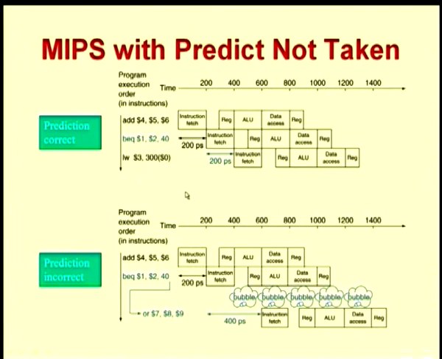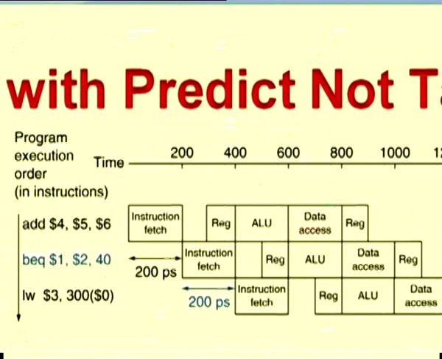Now, if your prediction was wrong, then we will have to undo the effect of this instruction. That is what we have to do. So, let us look at what happens when the prediction is correct and not correct in the MIPS pipeline, for instance. Let us say we had an add instruction and then a branch equal to instruction that is followed by a load instruction. Let us say we have predicted that the branch is not taken, MIPS with predict not taken.